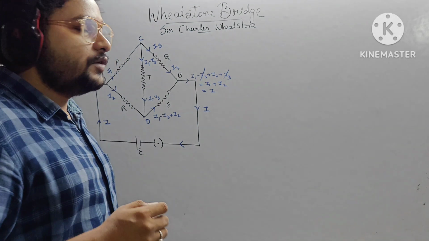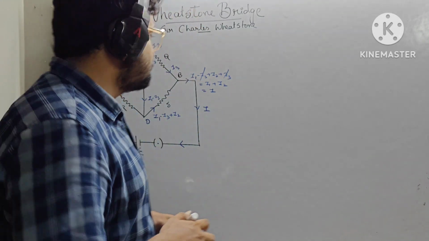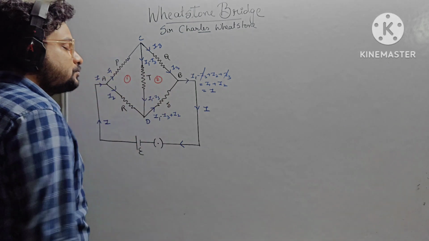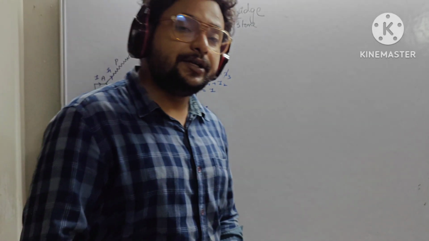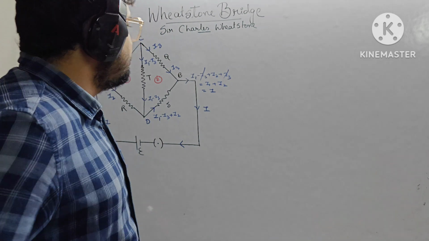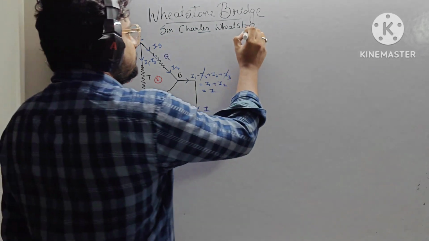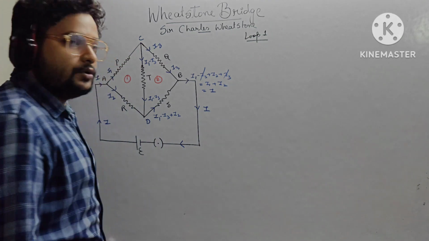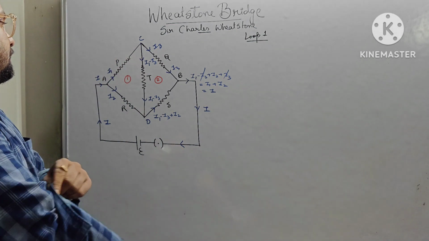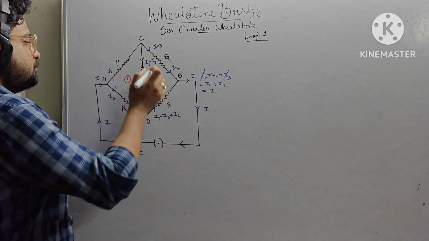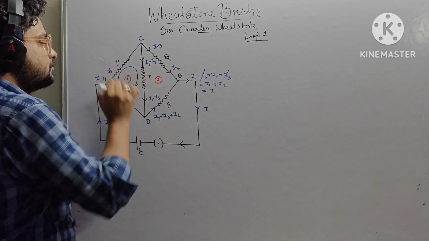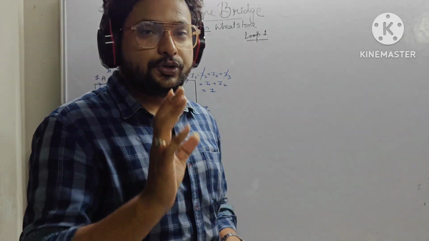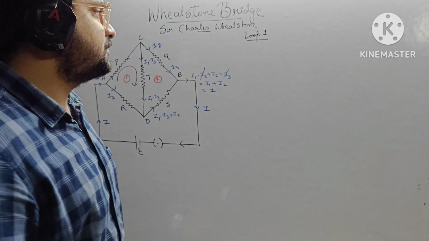Now basically what we will do now, first we will choose the loops over here. You see, this is loop 1, this is loop 2. And we are going to apply Kirchhoff's law over here. So suppose loop 1. In loop 1, suppose I want to go in this direction. I told you the next thing you have to do is choose your direction, how to apply Kirchhoff's second law.